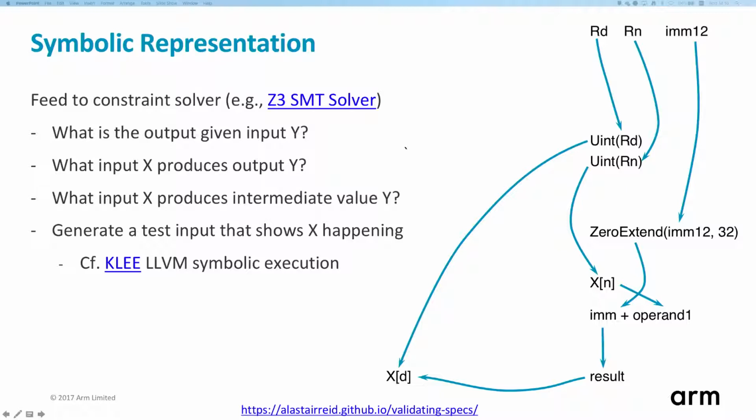You can also use the constraint solver to ask for intermediate values. In the middle of the calculation, if you know some value you want to see there, you can ask what the inputs are that would cause that to happen. If any of you are familiar with tools like Klee, which is a symbolic execution tool based on LLVM, then they use something similar to this.